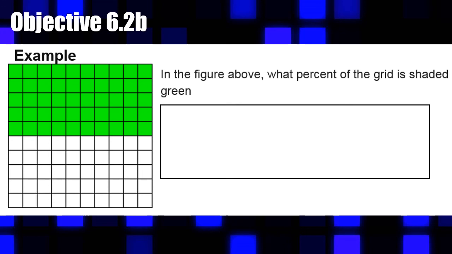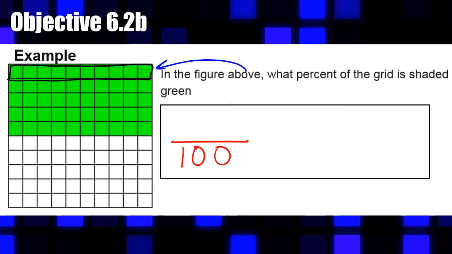Let's take a look at this example. So it says in the figure, that should say over here, that one right there, what percent of the grid is shaded green? And so this type of grid is a 10 by 10 grid. So this grid already has 100 parts. And so what we can do here to make it easy for ourselves is we can count by tens. So we know that each line represents 10 total. So we can say that there are 1, 2, 3, 4, 5. And so if I count by tens, that's 10, 20, 30, 40, 50.